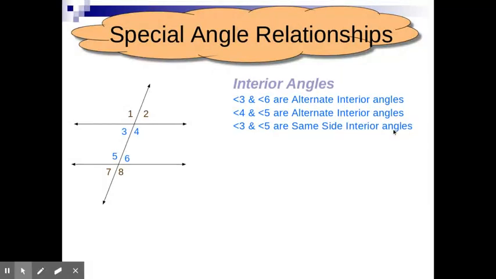same side interior angles. So 3 and 5, they're on the same side of the transversal and they're on the interior. So they're same side interior. The good thing about this is the name of the angle pairs tells you exactly where they are, so you don't have to memorize that. So 3 and 5 are same side angles, which means that 4 and 6 are also same side interior angles. So there's our first 4.